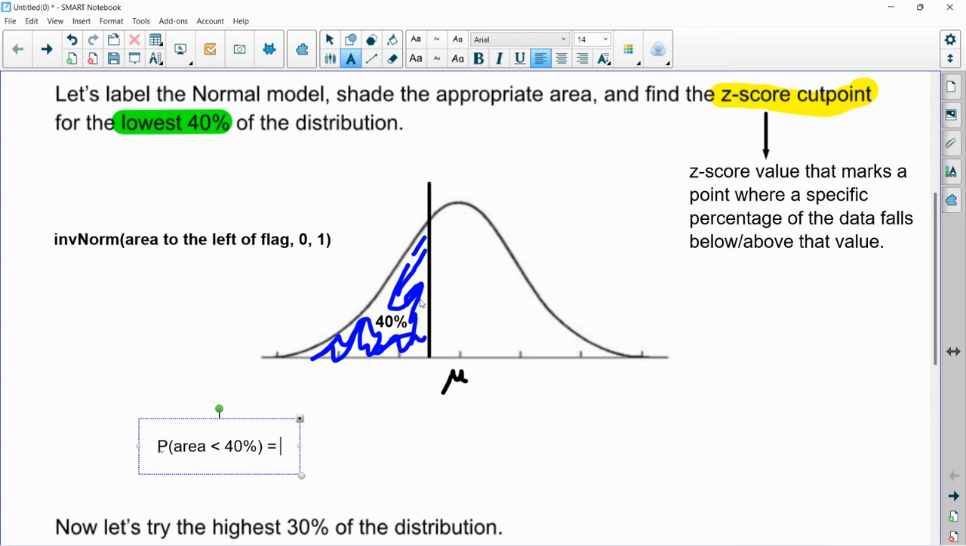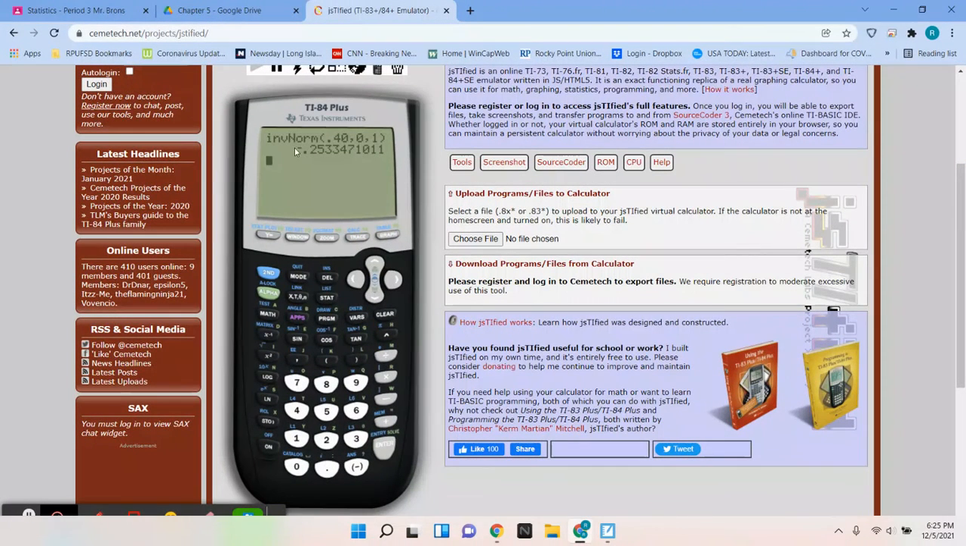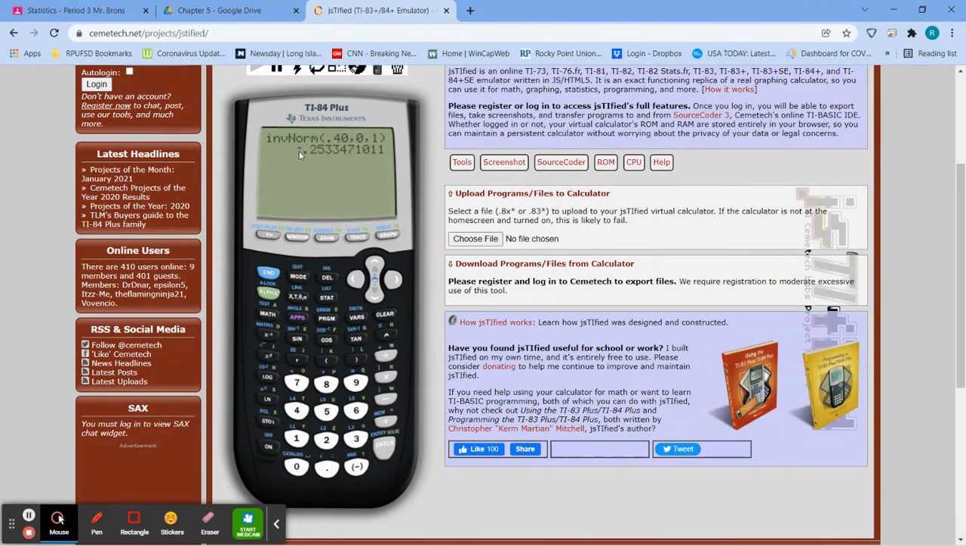So remember, when we're talking about area, our normal curve is a dartboard. You're throwing a dart, and there's no way you can miss. What is the probability that you're going to hit this blue shaded area? And our calculator told us that it was about negative 0.25. We use 2 decimal places.